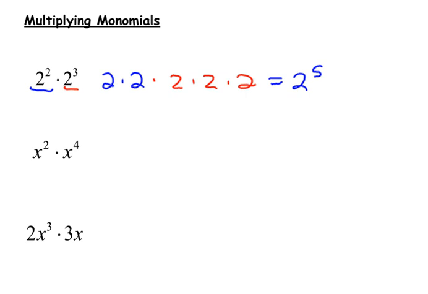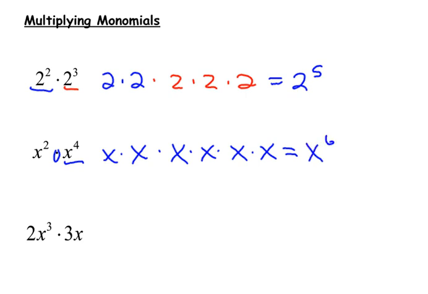We can do the same thing with x squared times x to the 4th. X squared means x times x, and then we're going to multiply that by x to the 4th, which is x times x times x times x. And when we see this written in expanded form, we have x multiplied times itself 6 times, which is going to be x to the 6th.